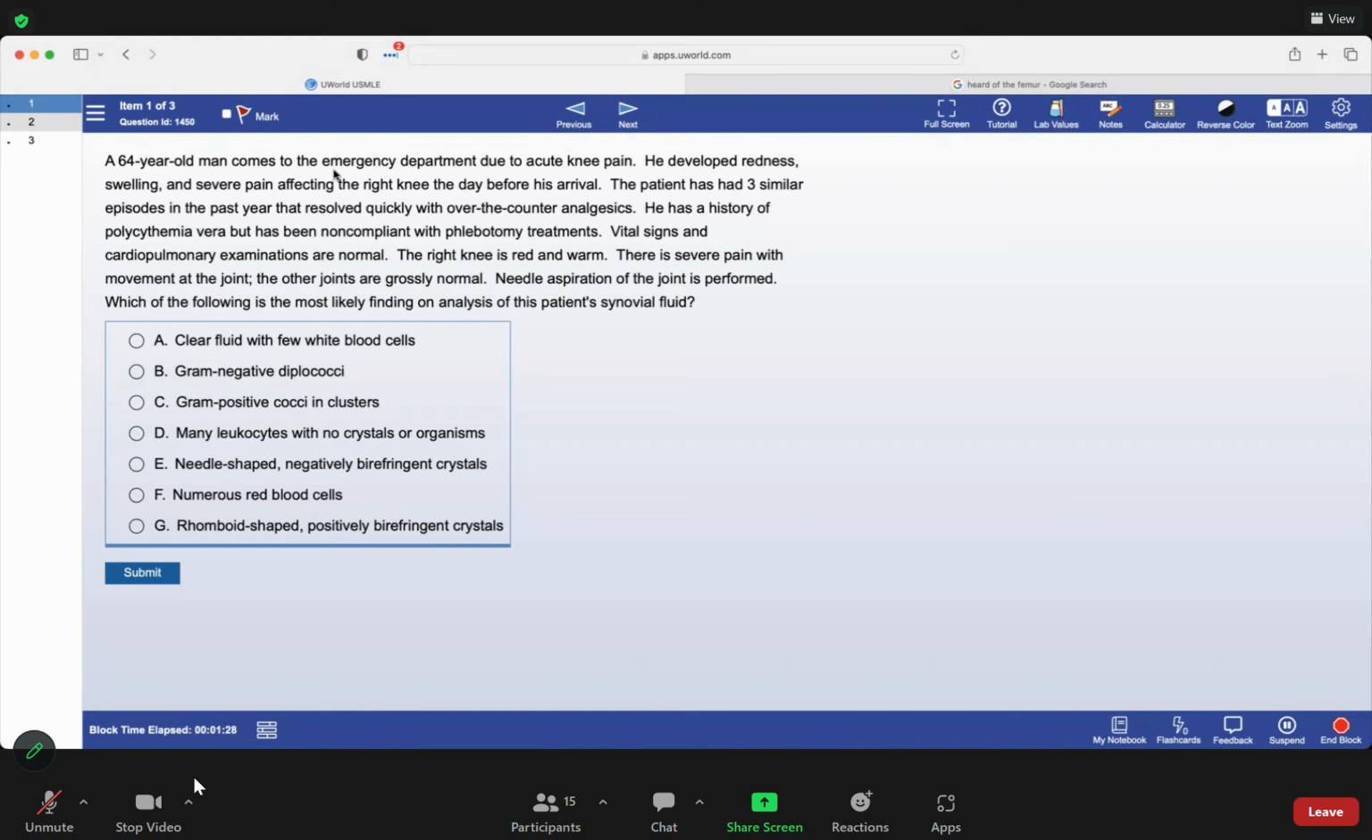A 64-year-old man comes to the emergency department due to acute knee pain. He developed redness, swelling, and severe pain affecting the right knee a day before his arrival. The patient has had 3 similar episodes in the past year that resolved quickly with over-the-counter analgesics. He has a history of polycythemia vera, but has been non-compliant with phlebotomy. Vital signs and cardiac exam are normal. There is severe pain with movement at the joint, and the other joints are grossly normal. Needle aspiration of the joint is performed.